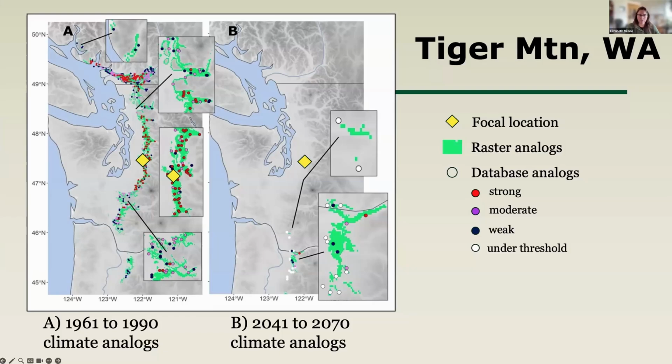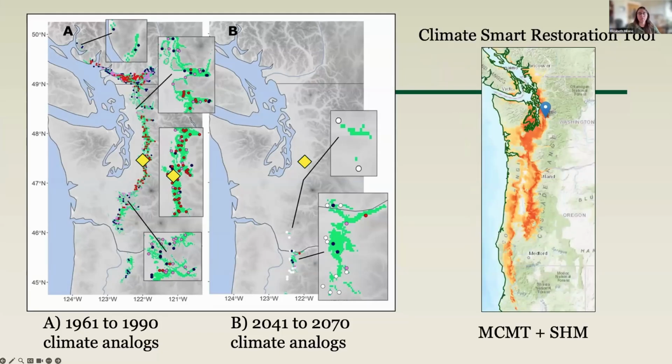The common theme that we found from many locations is a substantial loss in climate analogs between the reference period and mid-century. If we compare that back to our current Climate-Smart Restoration Tool, we see that the new method is a bit more refined than the original tool, which in this case is based only on 2 climate variables. And so this provides a set of high priority analog locations to investigate further, whereas the CSRT may be overestimating some of those analogous locations.